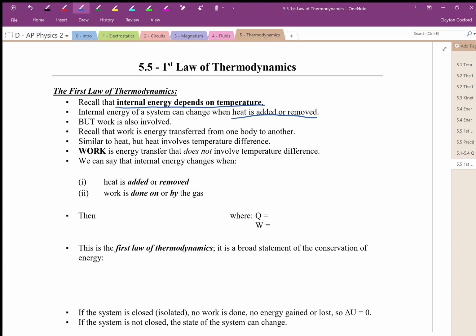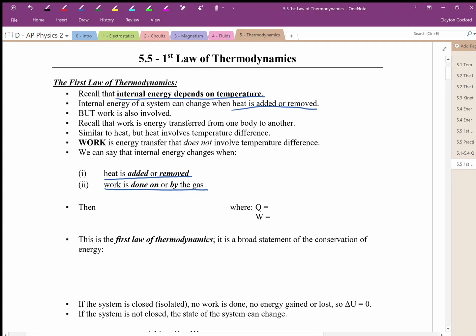So what we can say is that the internal energy of a system will change when heat is added or removed, or when work is done on a gas or by a gas. And we say gas in this case, but it could be a system, but we focus on gases a lot in this unit. So symbolically, the change of the internal energy of a system is equal to the heat plus the work, where positive Q is heat that is added to the system, and W is work done on the system.